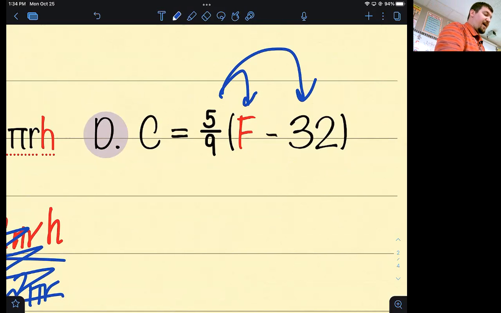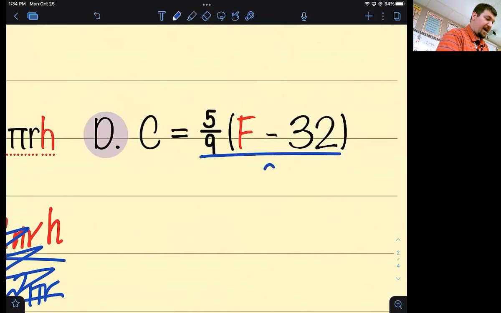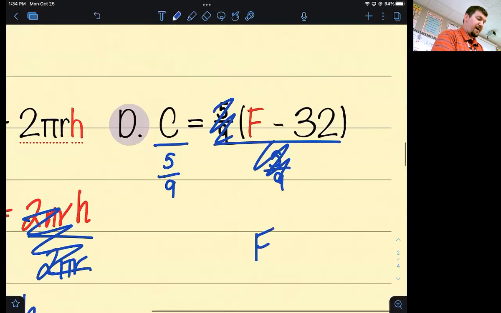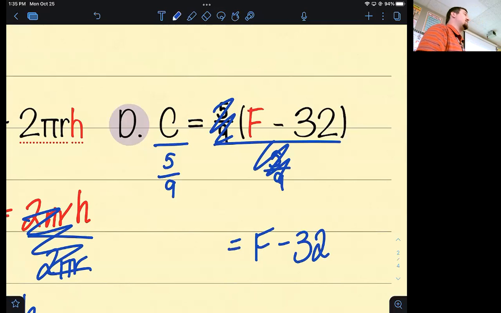Divide both sides by 5/9. Dividing both sides by 5/9 will cancel out with the multiplying both sides by 5/9. So on the right side of the equation, we have capital F minus 32. And on the left side, we have C divided by 5/9. Now, when you divide a fraction, it is the same as multiplying by its reciprocal.